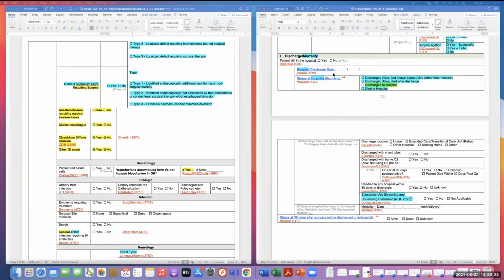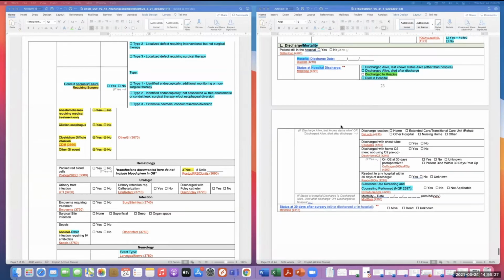If they are not still in the hospital, then the hospital discharge date and then the status at hospital discharge date. It's important to know that patients who are discharged to hospice will be considered an operative mortality, regardless of when they die. We'll provide education in the training manual. This is a change that the surgeon leadership felt strongly about, to include these hospice discharged patients as operative mortalities.